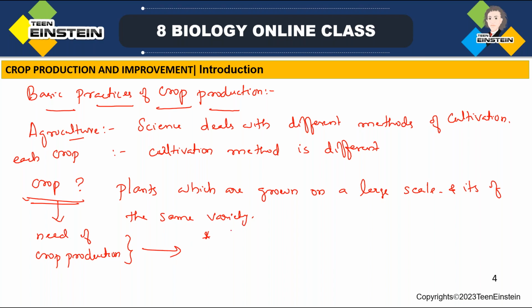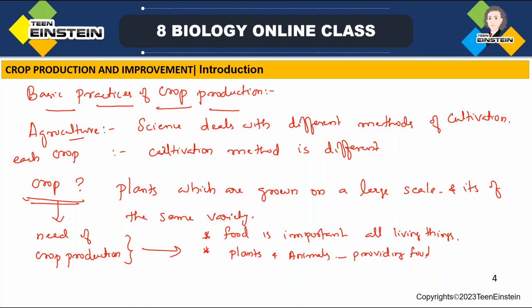What is the need of crop production? Food is important. Food is very important for all living things. Then, the second point we need to write is that both plants and animals are providing food, right? From plants and animals, both we are getting food.